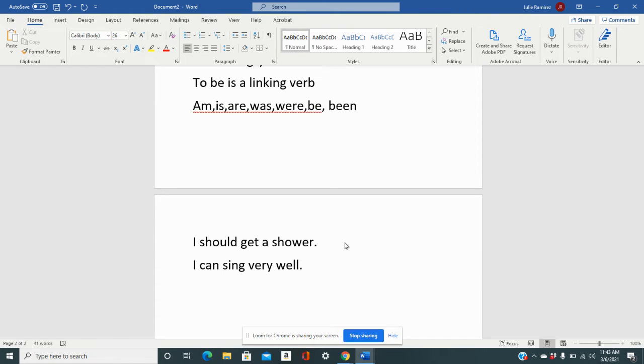This is not a truth. I can sing very well. So sing is my action verb. Can is a helping verb. It's telling me that I have the ability to sing very well.